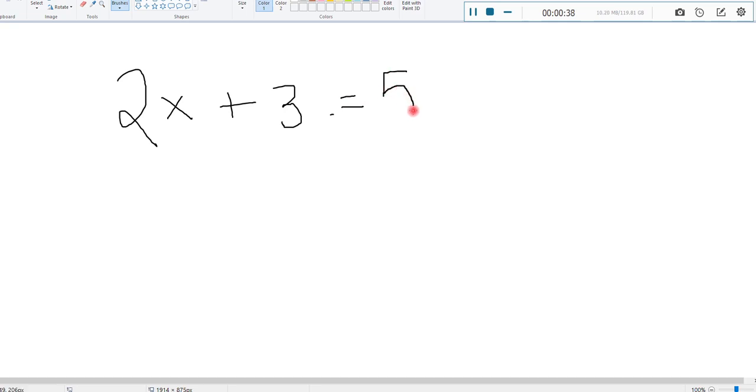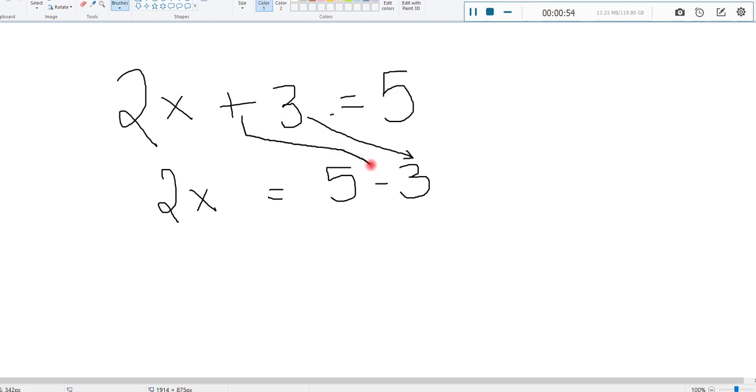Now if you need to solve for x, what you will do? 2x will remain in the LHS and you will take 3 to the RHS, right? You just need to transpose this 3, so 3 will come to the RHS and the sign is reversed, with the opposite sign. Here is a positive sign, but when this 3 is transposed to the RHS, its sign gets reversed. Now it becomes negative.